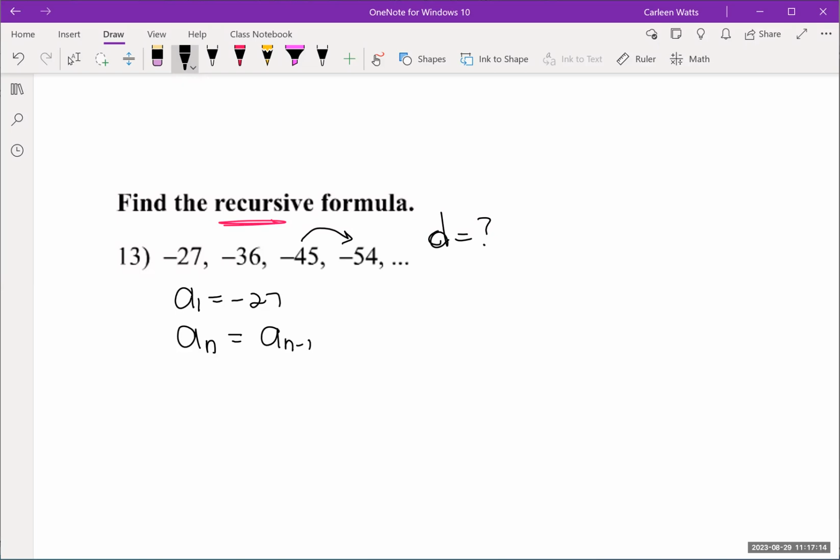Okay, now, is it going up or down? -45, -54. Yeah, in negatives, right? So the common difference is -9. So I put that right here. Recursive notation takes a little bit of getting used to, but mathematically, it's not too bad. Just tell me what the first term is and how to get to the next term.